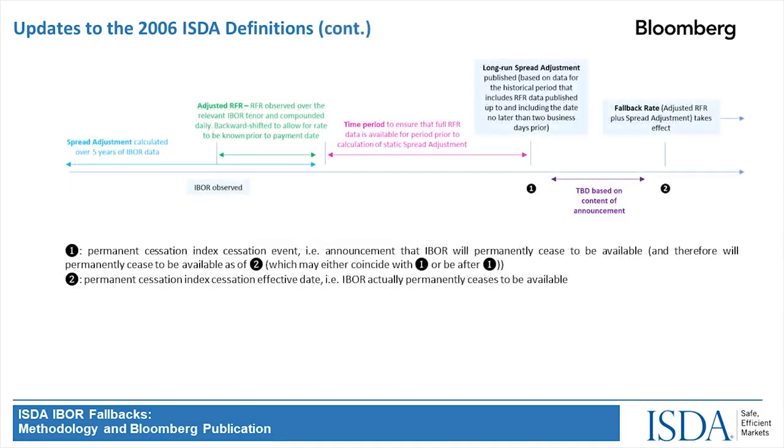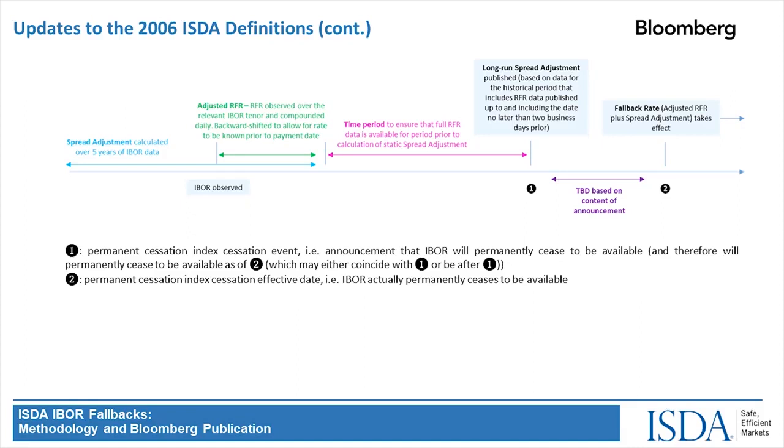This slide is similar to the timeline that Chris explained earlier, but I particularly wanted to point out event 1 and event 2 on the bottom of the horizontal line. Event 1 is an announcement regarding cessation or non-representativeness, and event 2 is the date on which the fallbacks will actually apply. So during the time between event 1 and event 2, which is unknown, the contracts will continue to reference the relevant IBOR.